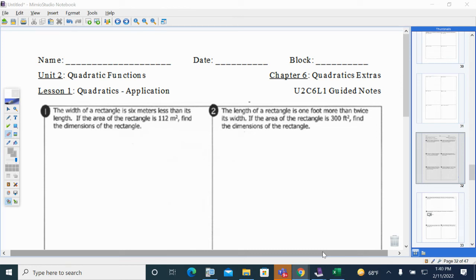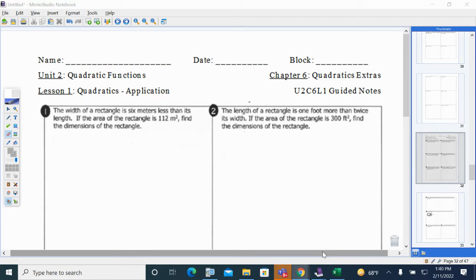This video is on Unit 2, Chapter 6 on Quadratics Extras, Lesson number 1, Quadratics Application. In Chapter 5, we talked about 5 different methods to solve a quadratic equation. We solved by graphing, we solved by factoring, quadratic formula, square root property, and completing the square. We are going to use some of that throughout this Chapter 6.